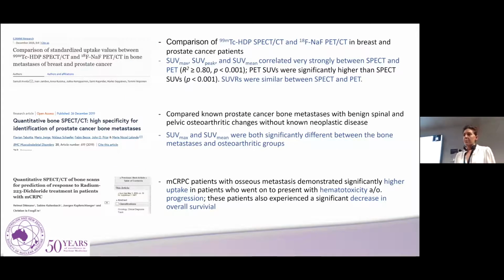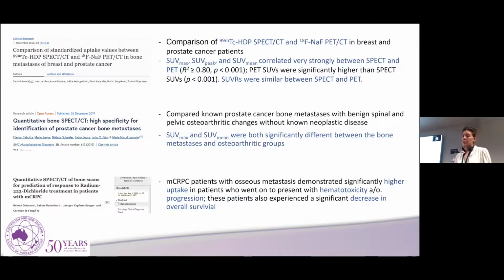I've got a few examples from the literature which I think just summarise nicely what people have been so interested in terms of applying this tool for quantitative bone SPECT CT. There's nice examples comparing SPECT and PET in the same cohort of patients, demonstrating very nice similarity between SUV ratios and good correlation between SUVs. And the really exciting thing about this is that we're seeing SUVs being reported for SPECT studies, not just PET studies, which is great to see.